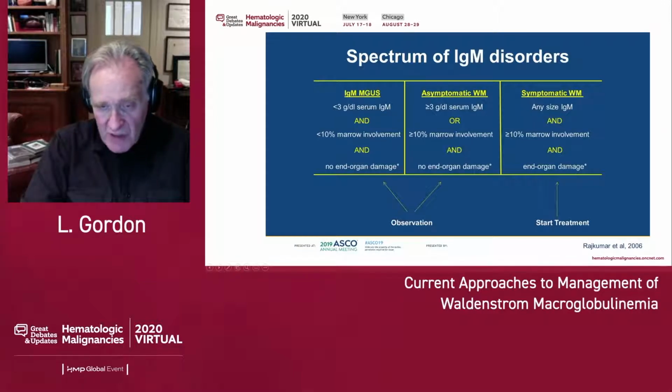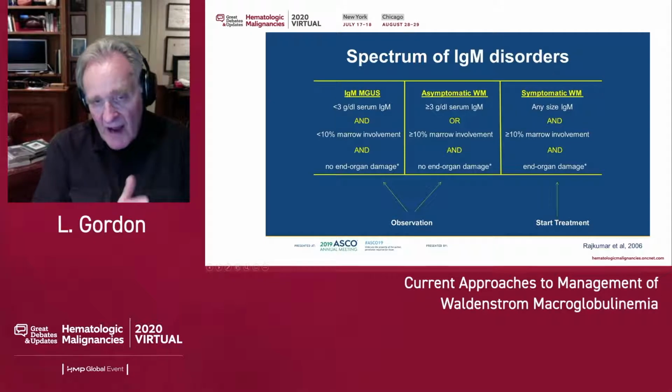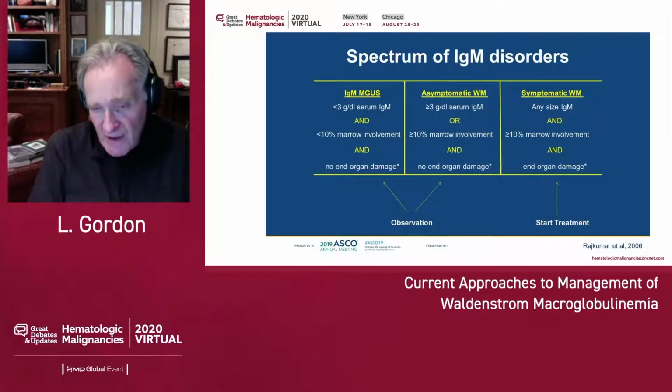And then those patients that might require treatment, this says start treatment, but I think there are some fine points there that we can discuss further, which patients might require treatment. So any size paraprotein, greater than 10% marrow involvement, and end organ damage. And so that's where some of the fine tuning comes in, what you consider to be end organ damage, how severe that end organ damage is. Does that include anemia? Does that include peripheral neuropathy? So I think those are all questions that come to mind.